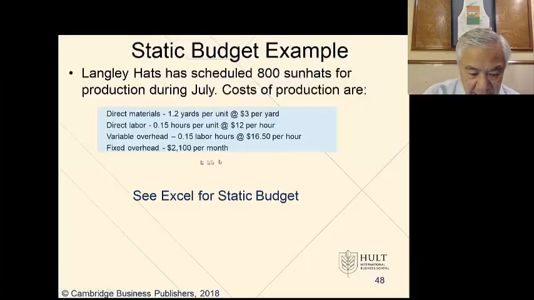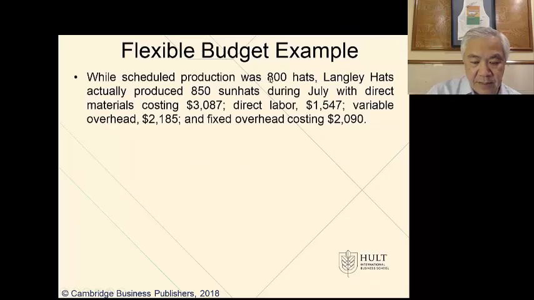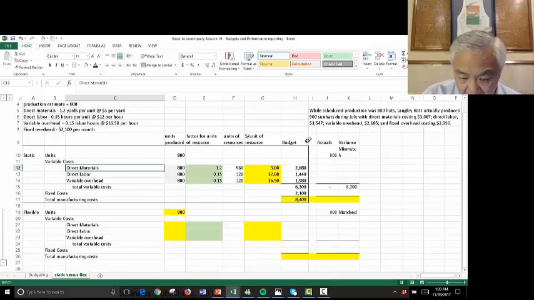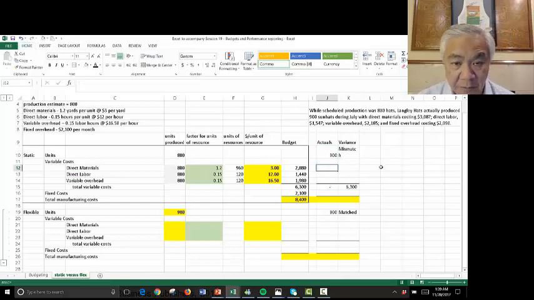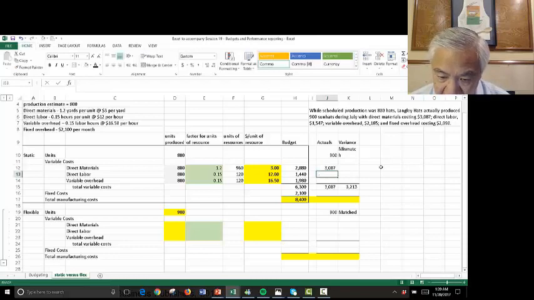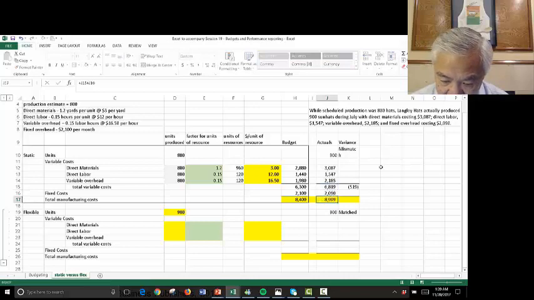Next, we're given the actuals. The scheduled production was 800. We actually produced 900, and we had direct costs of this amount, labor, etc. So I'm going to copy it into Excel. It's right here. This is a very important factor, 900. But for static, we ignore it. That's what's wrong with static. We have direct material 3,087, and then we have direct labor 1,547, and we have variable overhead 2,185, and we have fixed overhead of 2,090. So total cost is this.